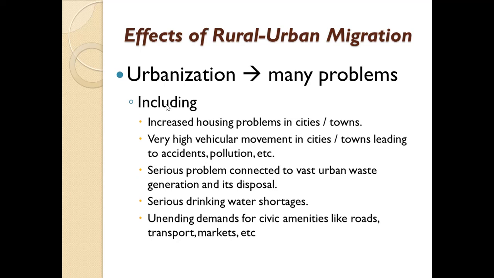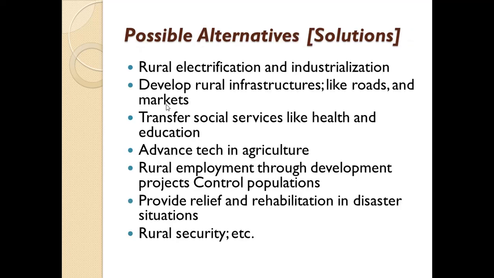Of course, rural urban migration comes with some implications, including increased housing problems in cities, vehicular movement, serious drinking water shortages, and so on, as we have looked at them in the previous slides. There are possible alternatives or solutions to rural urban migration. One of them could be rural electrification and industrialization, because if you have electricity in rural areas, then you have created more opportunities for people to start up their own entrepreneurial businesses, and therefore, instead of going to cities to look for such opportunities, they have them within their rural areas.